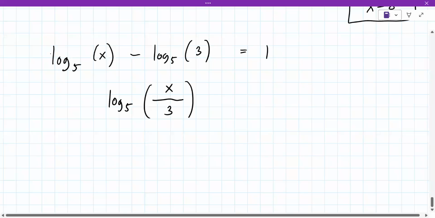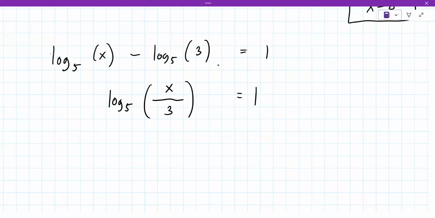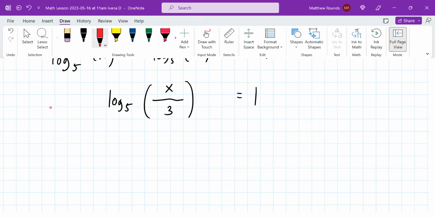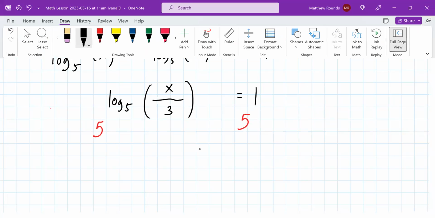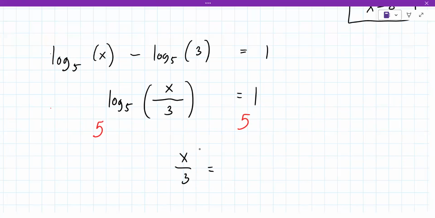All right, so now on the right side, it equals 1. How do we undo the log? It would be by putting 5 in front of it and just getting the power. So it'd be x/3 equals 5 to the power of 1, which is just 5. Now 5 can be written a lot of ways. It can be written as 5/1 if you want.